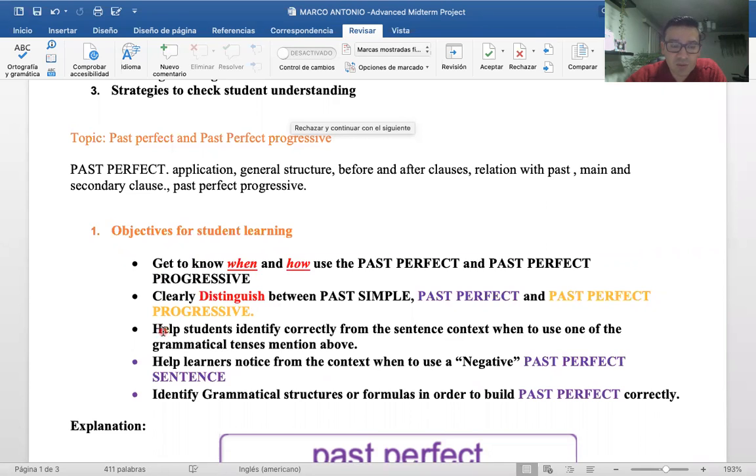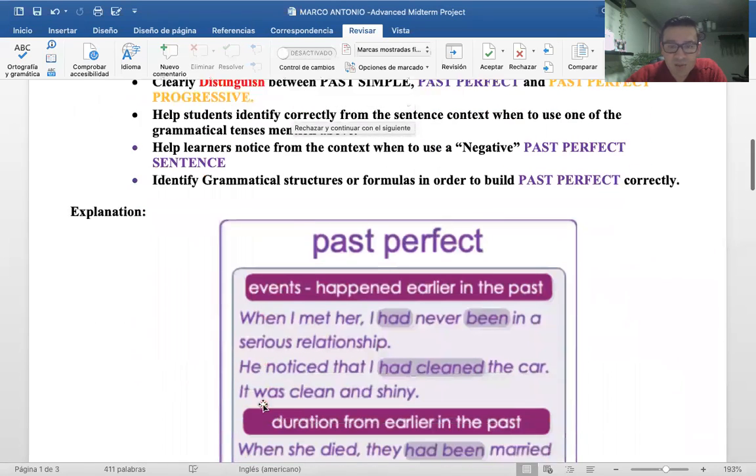The third objective would be to help students identify correctly from sentence context when to use one of these grammatical tenses mentioned above. Also, help learners notice from the context when to use a negative past perfect sentence, and identify grammatical structures or formulas in order to build the past perfect correctly. Okay, so first the explanation.